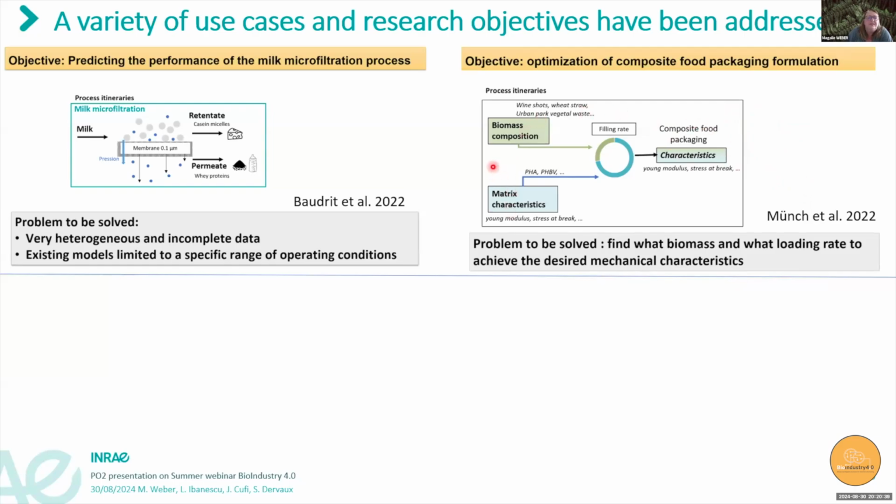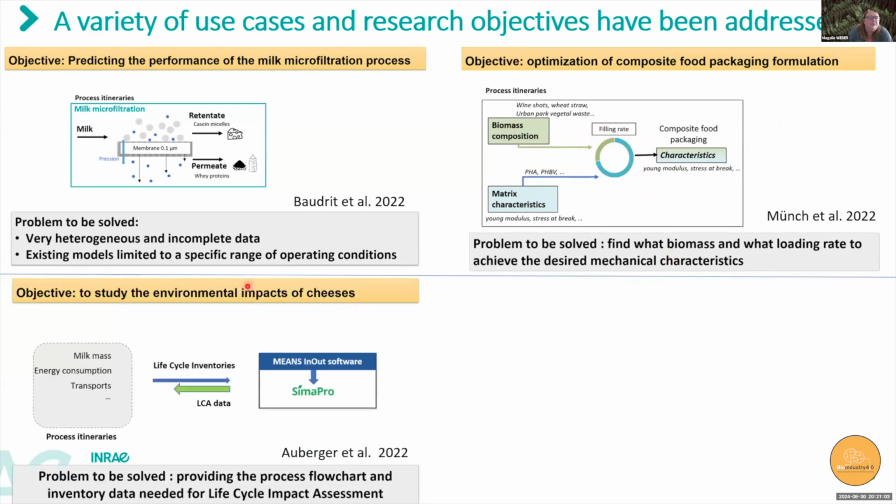And as you can see, we have to make a decision about how much PHA or PHBV biopolymer we have to add to obtain these desired mechanical characteristics, with respect to the biomass, which we can add as filling material.